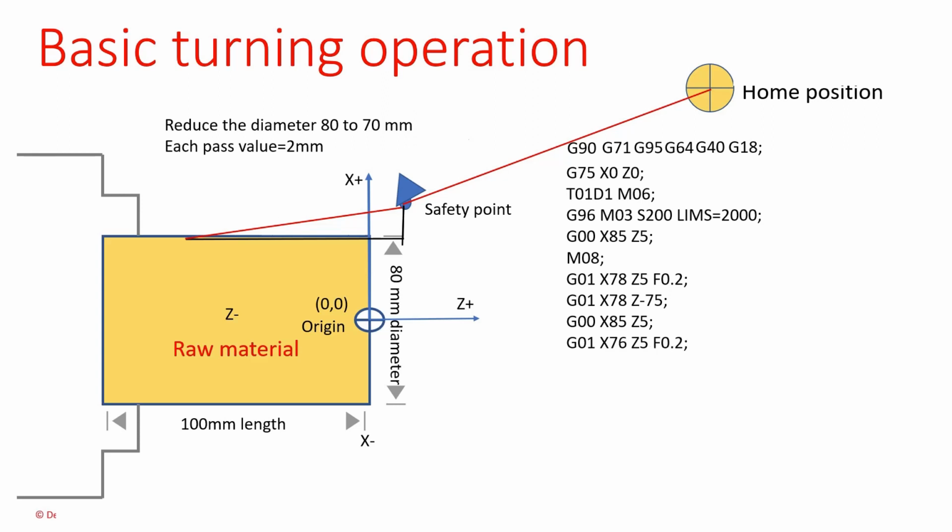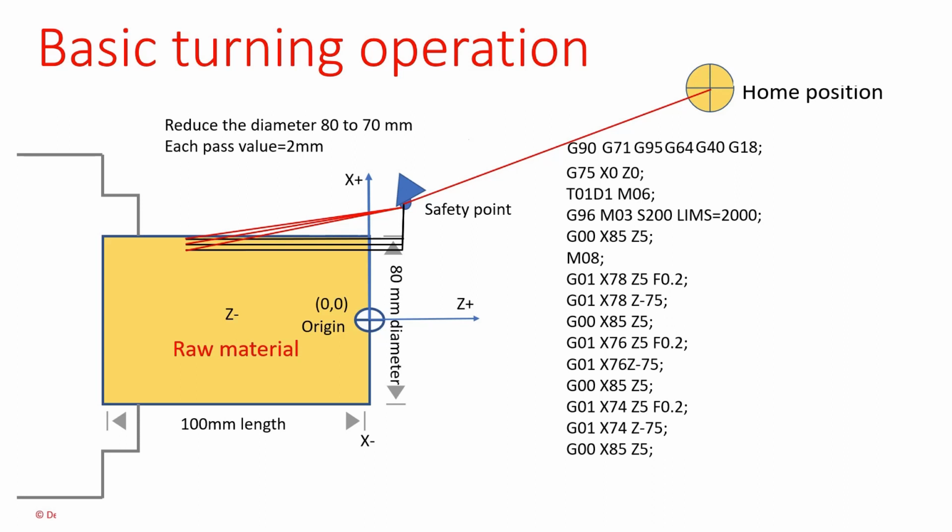That value is G01 X76 Z5 F0.2. The next tool is to move in the Z direction. That value is G01 X76 Z-75. Next, the tool is moving to the safety point. That value is G00 X85 Z5. Again, the tool moves in the X direction. That value is G01 X74 Z5 F0.2. Next, the Z direction: G01 X74 Z-75.